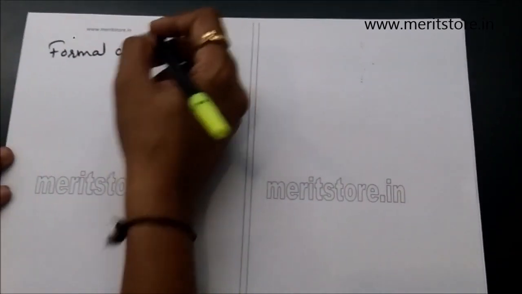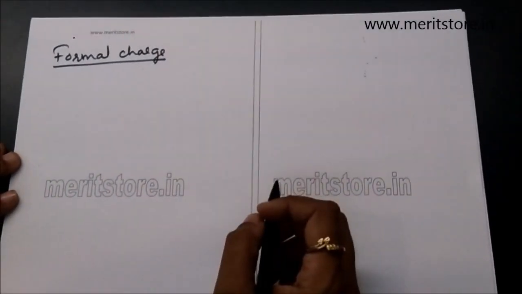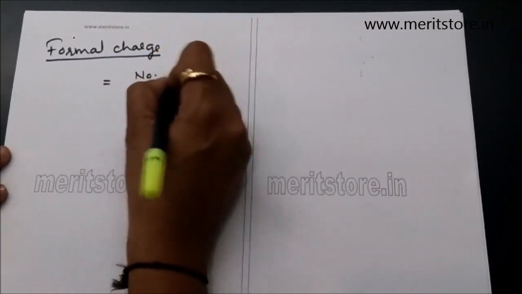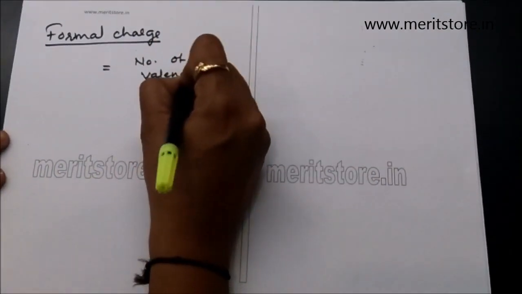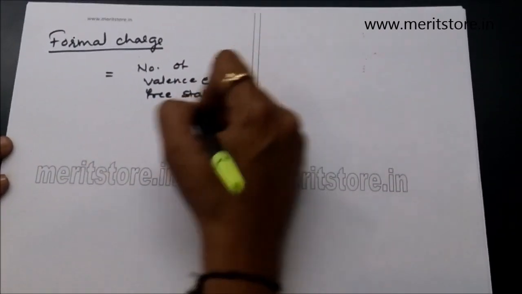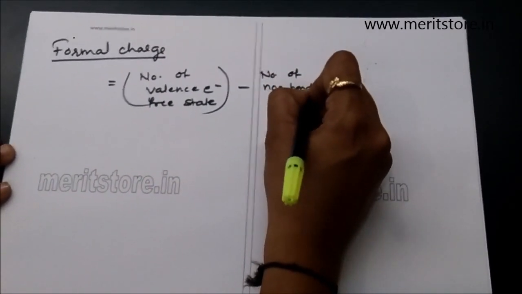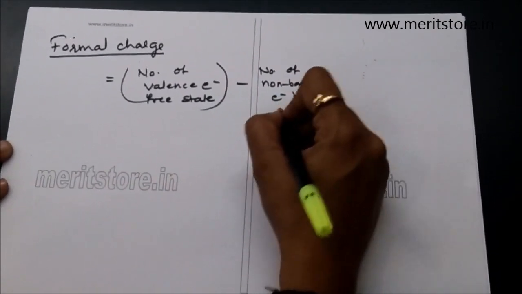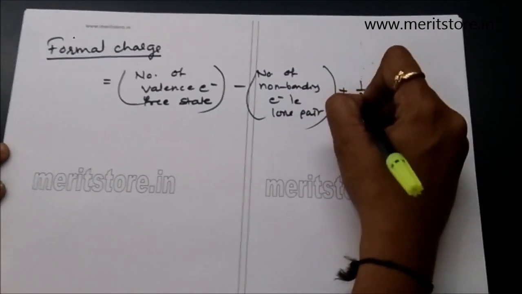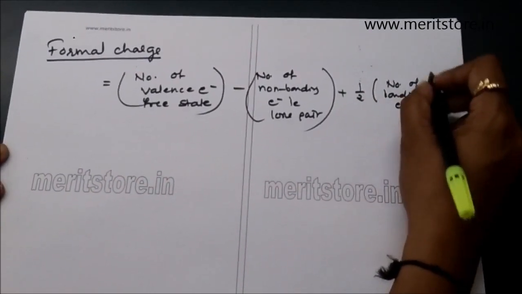When we talk about the formal charge, it is the charge which is present on an atom in a polyatomic molecule. And to calculate this formal charge, we have a formula: number of valence electrons in the free state of the atom, minus number of non-bonding electrons, that is, in short, the lone pair of electrons, plus half into the number of bonding electrons which are being shared.